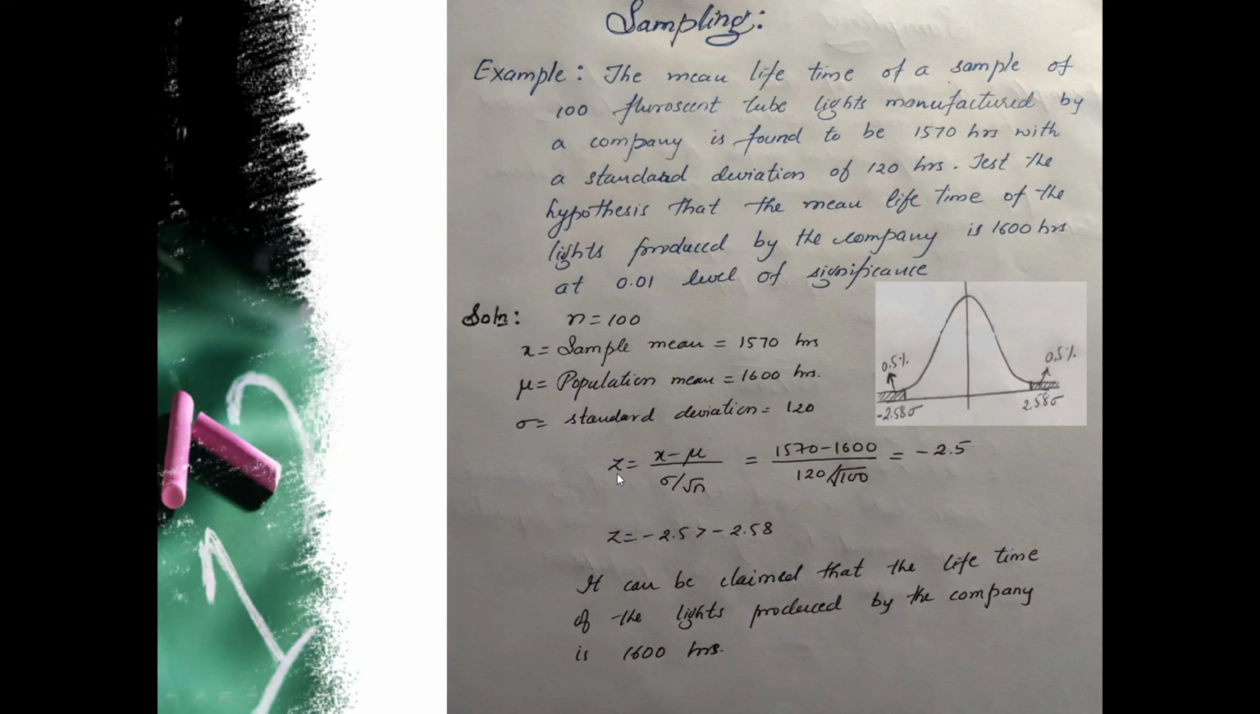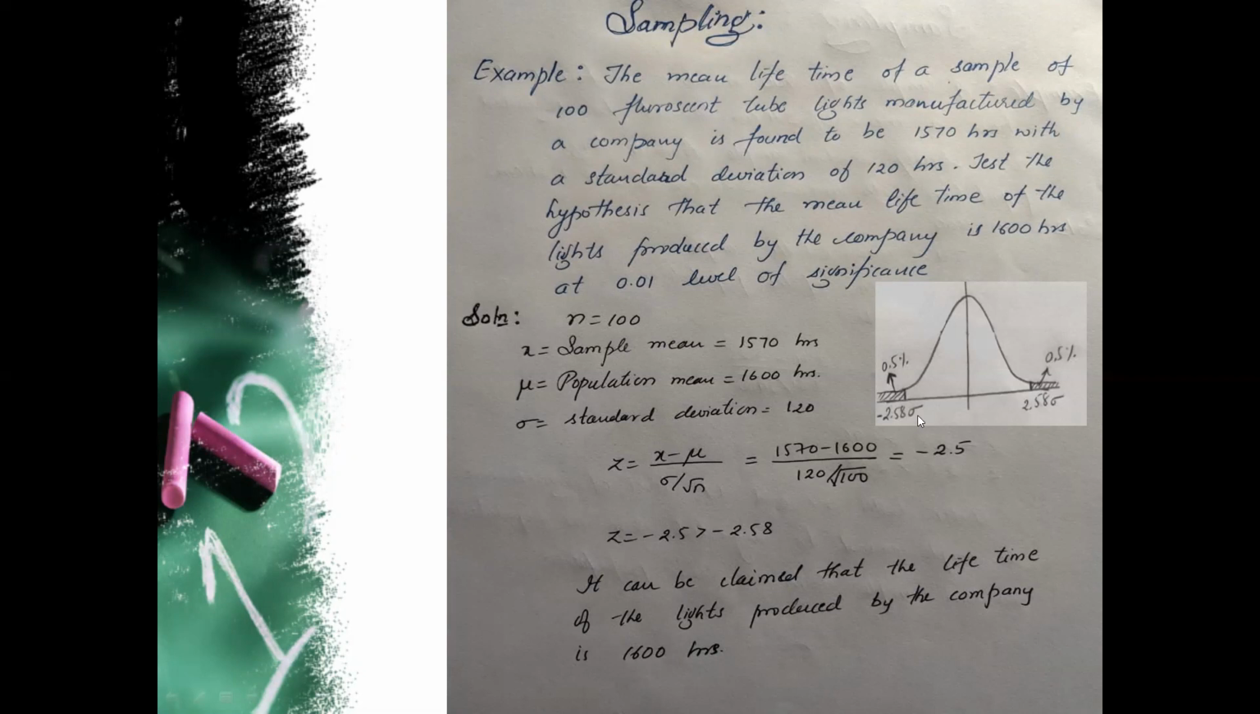Now we have the formula z equals x minus mu divided by sigma by root n. Substitute the corresponding values of x, mu, sigma and n here. The simplification will give us the value of z as minus 2.5. Now, we have to go for the 0.01 level of significance.